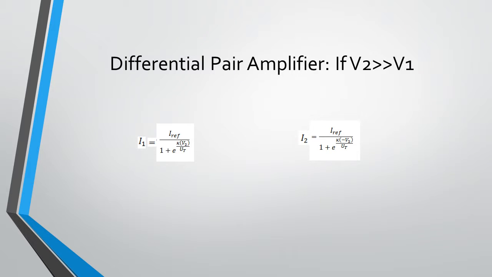For this case, for V2 significantly greater than V1, we see that I1 is I ref divided by 1 plus e to the kappa V2 divided by UT. I2 is going to be similar to that, except the V2 is going to be negative V2, because the V1 term is at the beginning of it and it's going to drop out.